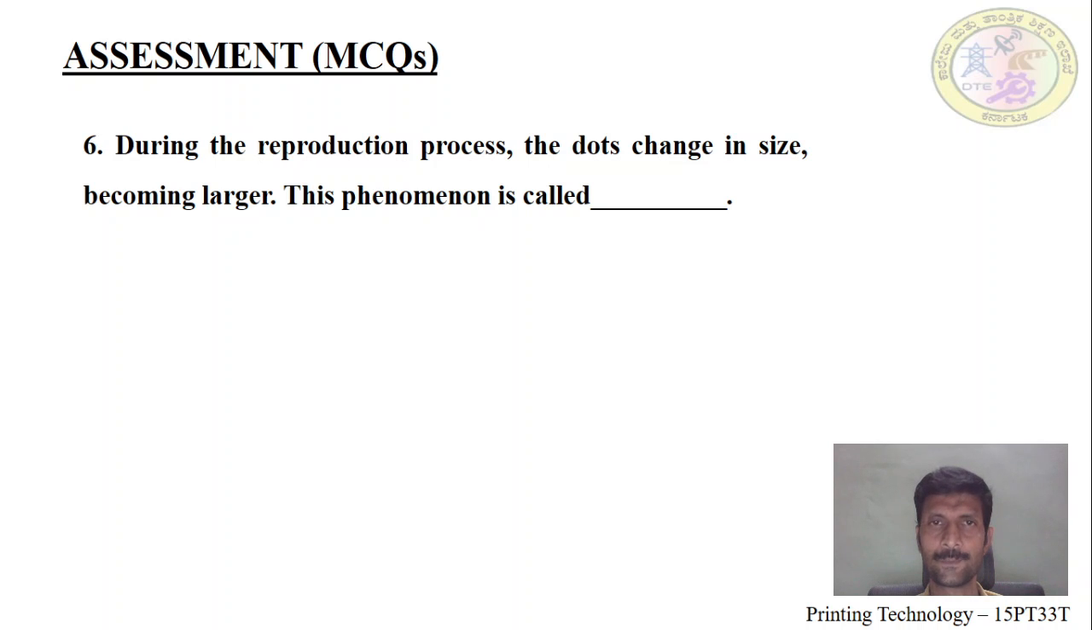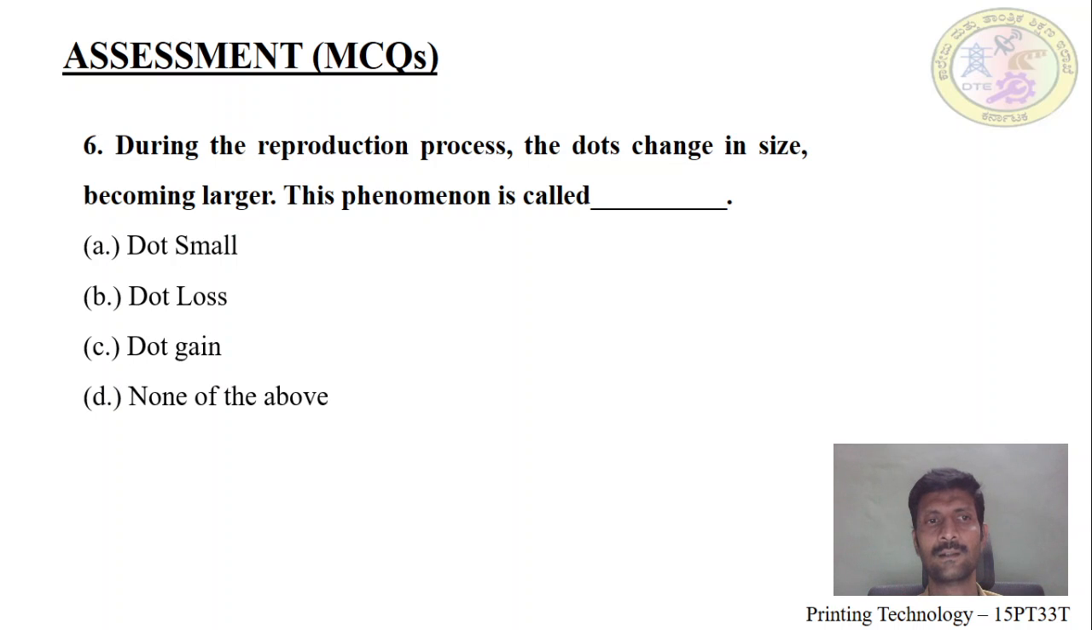During the reproduction process, the dot changes in size, becoming larger. This phenomenon is called what? If the dot changes size and becomes less, we call it dot loss. If it is more, then see the options: dot small, dot loss, dot gain, or none of the above.